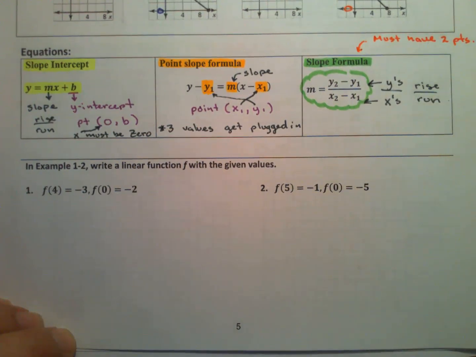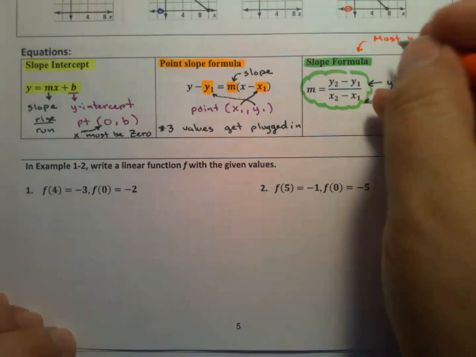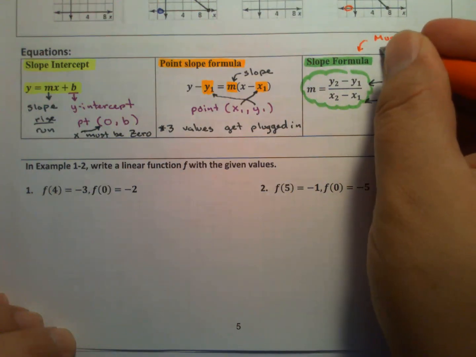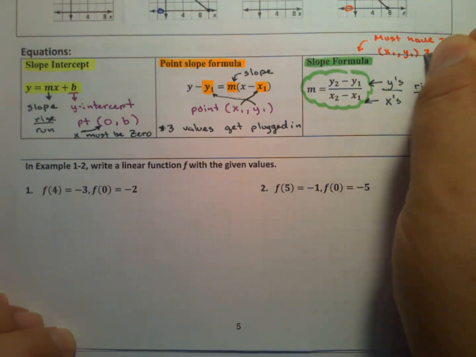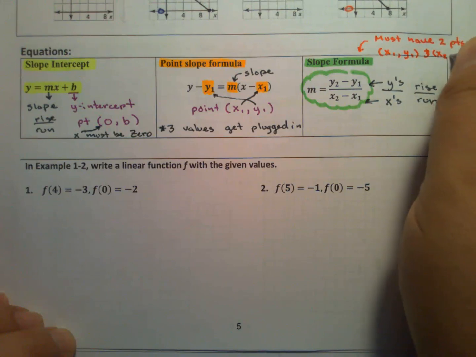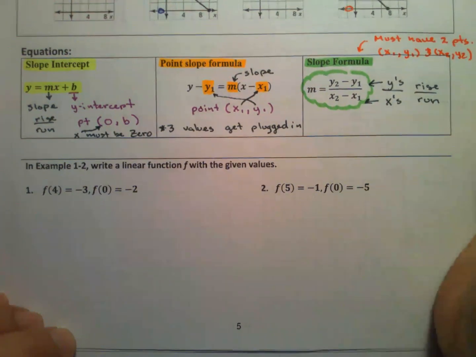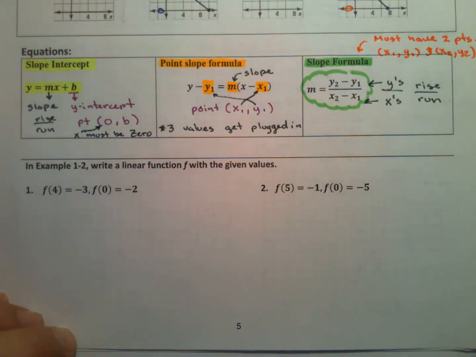So they have to give us 2 points in order for this to work. Well, that's why when we look here, we can create a point here and we'll call it x1 goes with y1 and x2 goes with y2. They have to give you 2 points in order for this to work. Well, let's practice that, right? Let's understand that concept a little bit better.